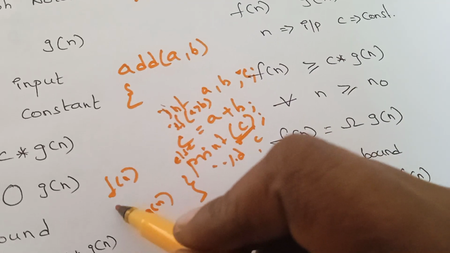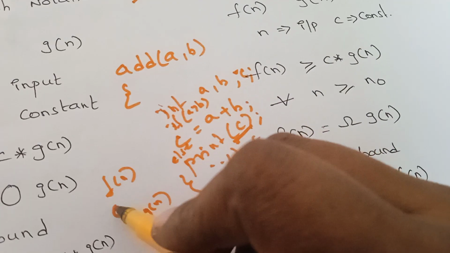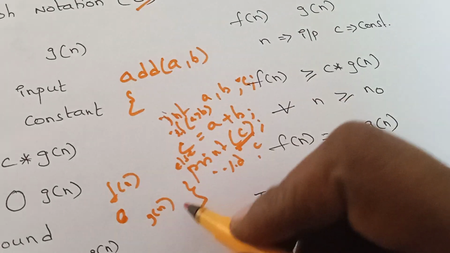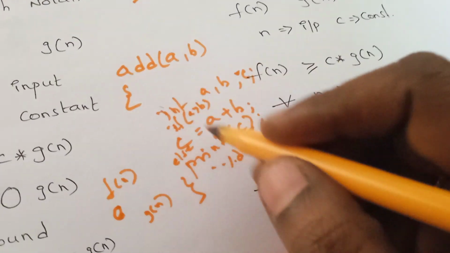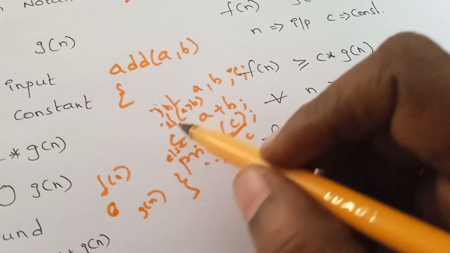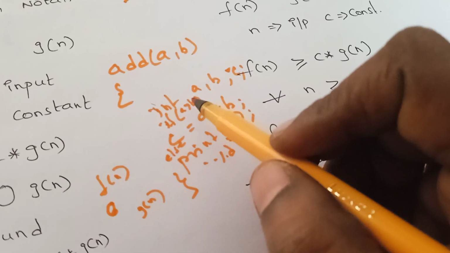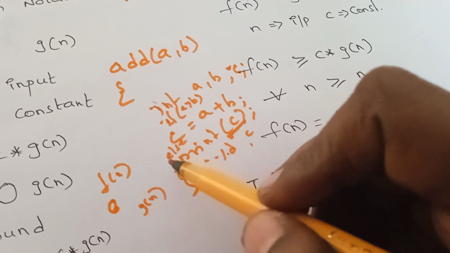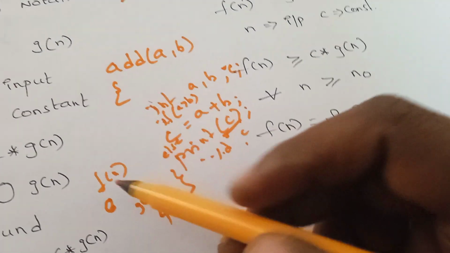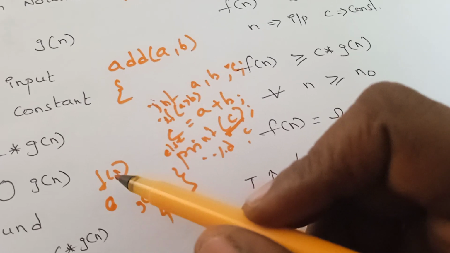Now f of n is still 6 lines of code. We added 2 more lines, so it will be 8 lines of code. But all 8 lines will not execute. Now my g of n will not take all 8 lines into consideration, because I have used this decision making statement, this condition statement. Either this block or this block will get executed. That means g of n will take only 4 lines of code.